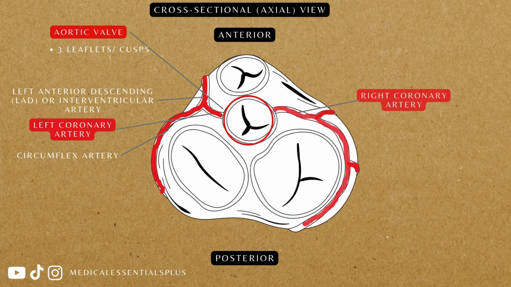Arising from the right side of the aortic valve is the right coronary artery. It branches into the conus artery, the right marginal artery, and the posterior interventricular artery, supplying blood to the anterior and posterior right of the myocardium.